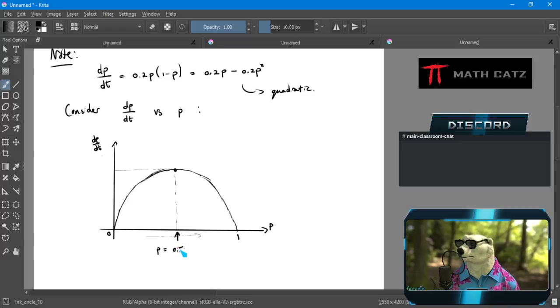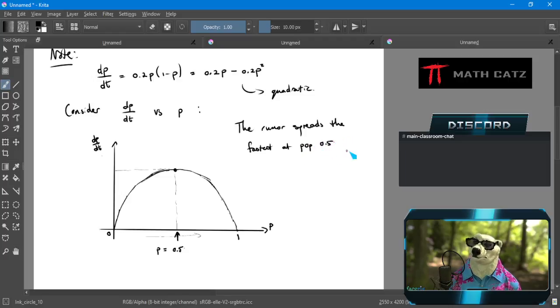That is when the population grows, the rumor grows the fastest. So the rumor spreads the fastest at population 0.5, which means 50% of the population knows the rumor. When 50% of the population know the rumor.